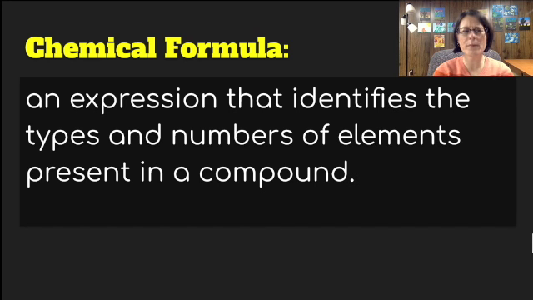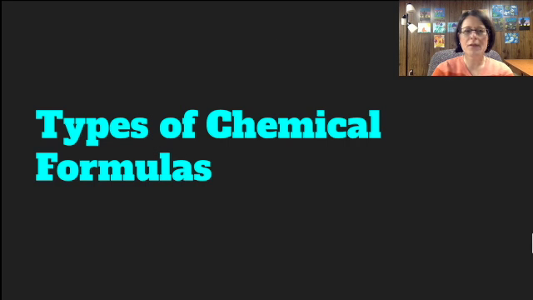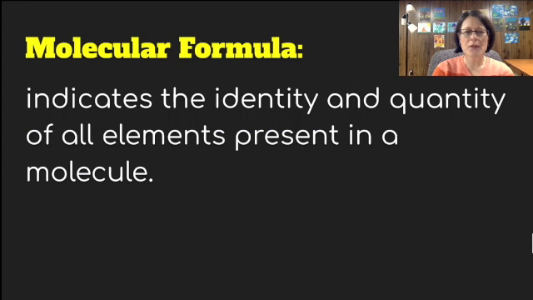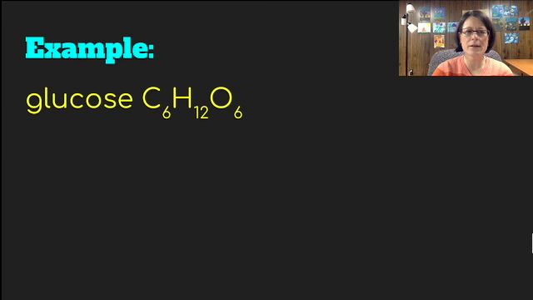So, a chemical formula is an expression that identifies the types and numbers of elements present in a compound. There are three types of chemical formulas that we're going to take a look at. The first is the molecular formula. This indicates the identity and quantity of all elements present in a molecule.